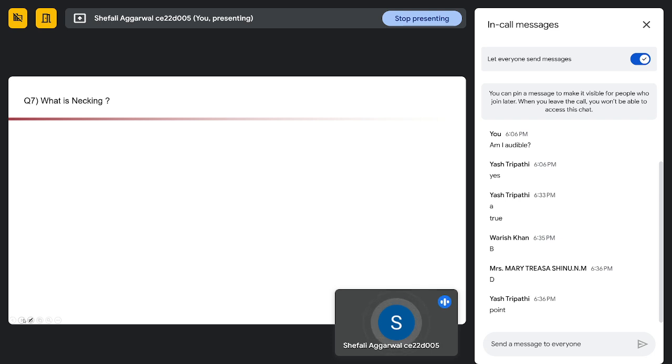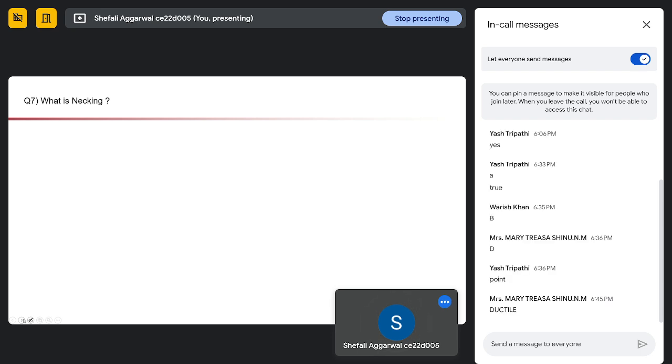Okay, so the next question is, what is necking? Anybody who has any idea about necking? Or in which type of material will you usually see necking? In ductile or brittle? Ductile, correct. In ductile materials, whenever a tensile force is applied, let us take the example of mild steel. It is ductile, and a tensile force is applied.